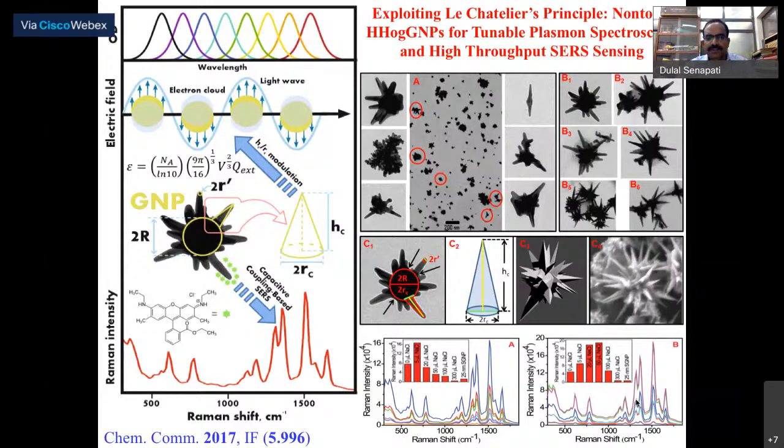I already showed this type of nanoparticle, which has very sharp tips. Those sharp tips focus the electromagnetic radiation, so the field is enhanced by a huge amount at the tip, and that field enhancement enhances the Raman scattering cross section. That's why these particles are very good Raman reporters. This is a rhodamine 6G spectrum coming from these nanoparticles, so they have a really high Raman cross section.